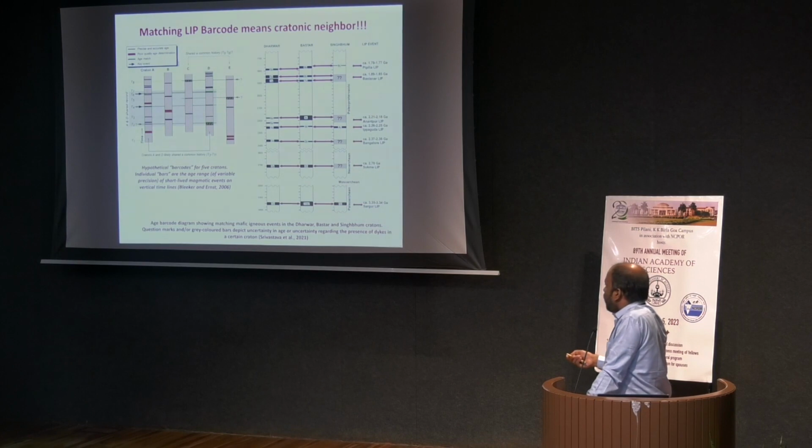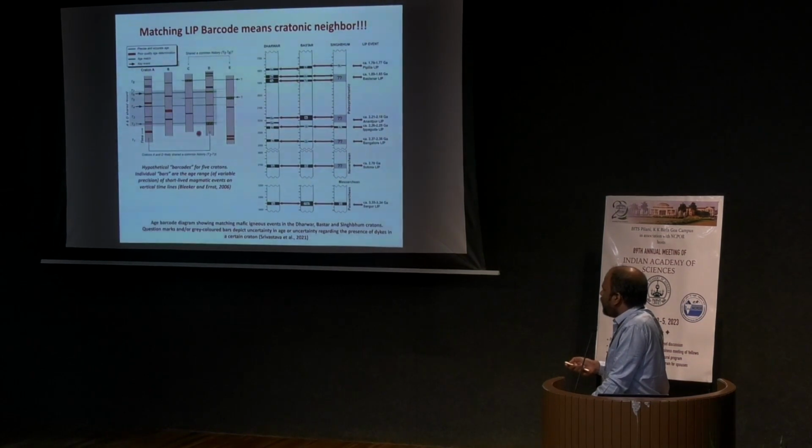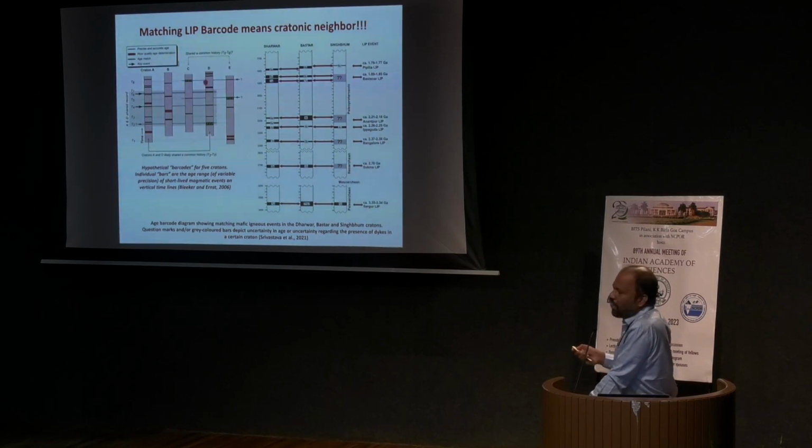So you can see, by comparing the LIP barcodes of different cratons, craton A and D, these are T1, T2, T3, T4, different magmatic events. A and D have similarity in terms of magmatic events. Similarly, C and D have some similarity in their magmatic events. By comparing these geochronologically dated magmatic events, we can say these are cratonic neighbors. Using this principle, we have defined the cratonic neighbors of our different cratons, that is Dharwar, Bastar, and Singhbhum craton. You can see several matching events in terms of magmatic activity.